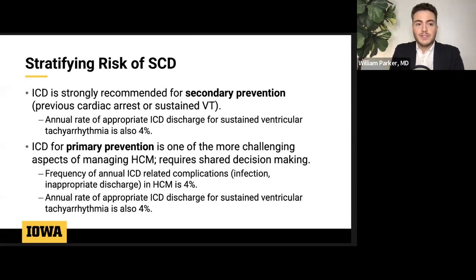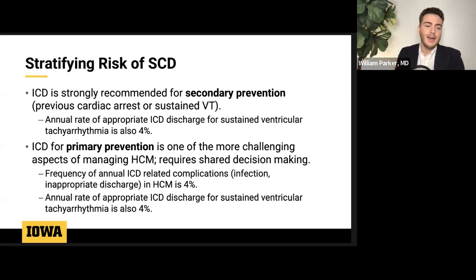For secondary prevention, sorry. For primary prevention, it's a little bit more, it's actually one of the more challenging aspects of managing hypertrophic cardiomyopathy, and requires shared decision-making. I'm going to show you on the next slide what constitutes indications for primary prevention ICD in patients who have not arrested or not had sustained VT.